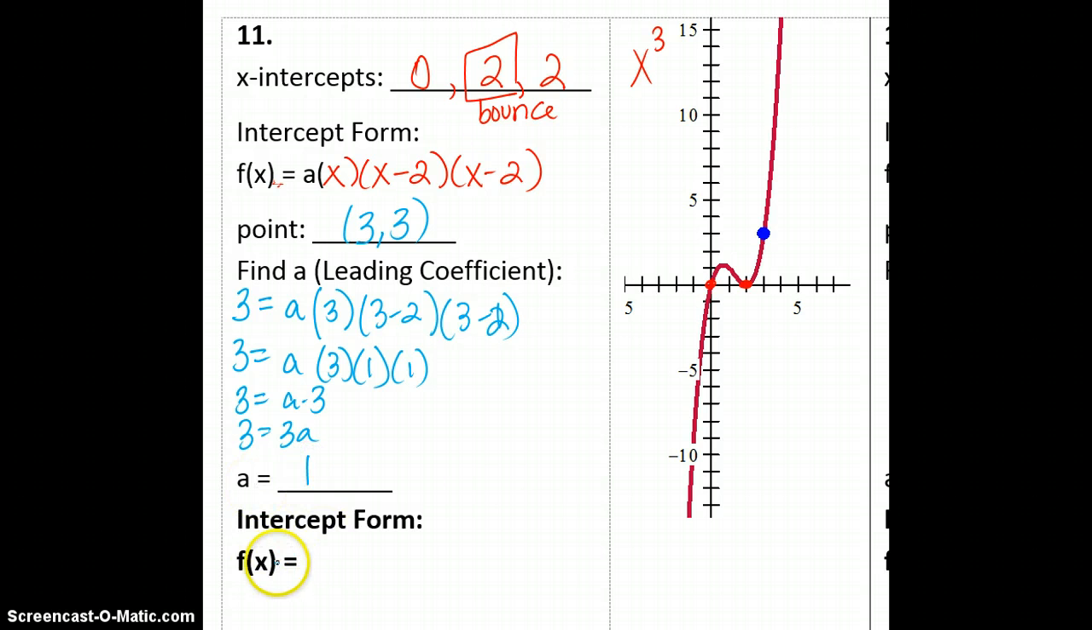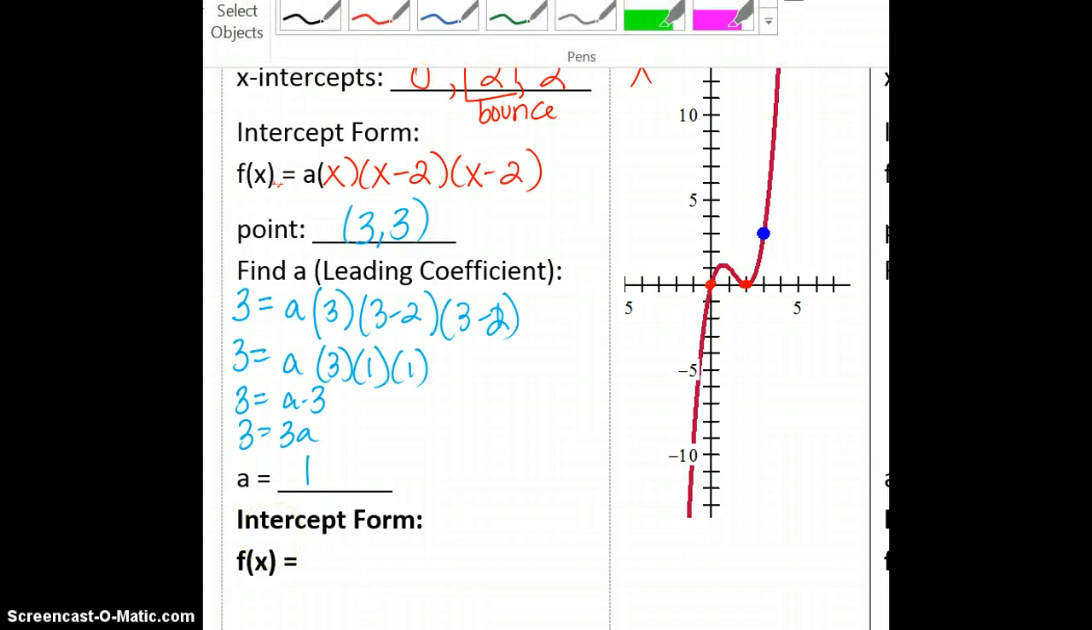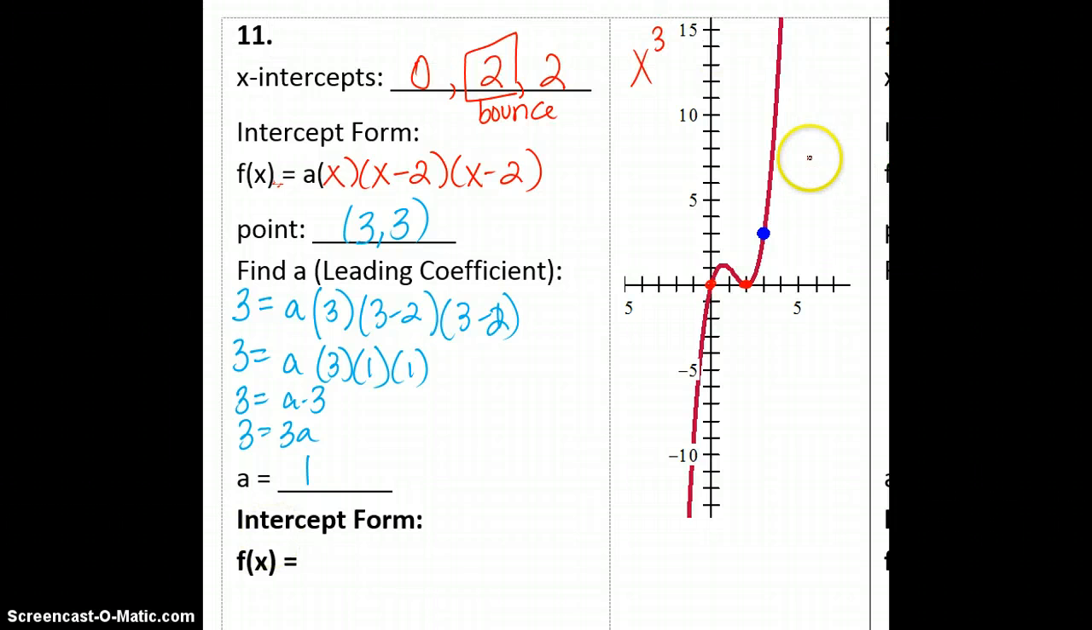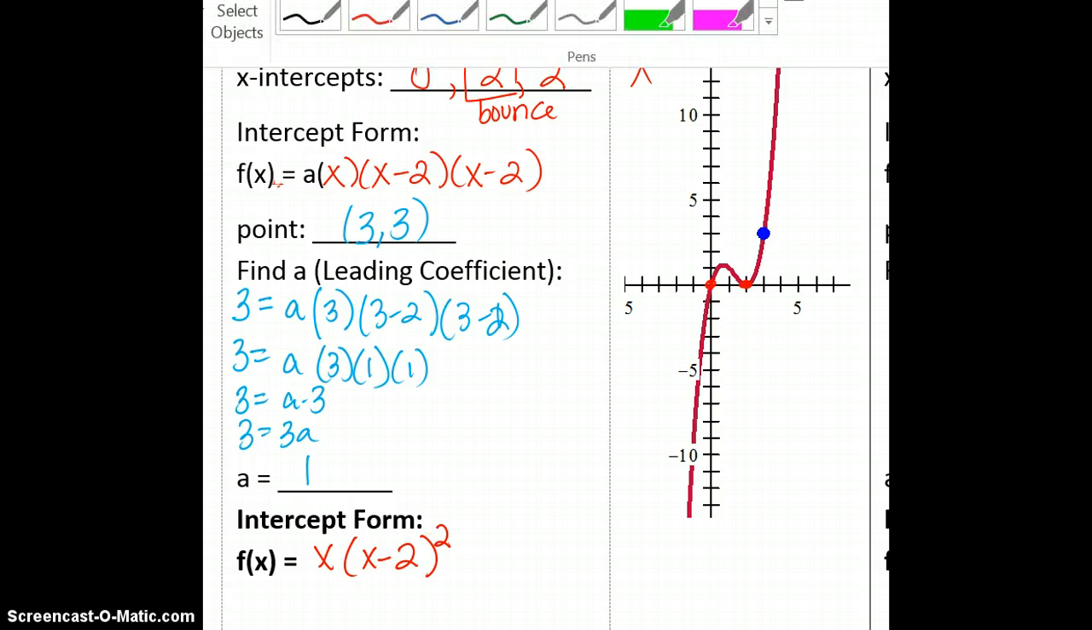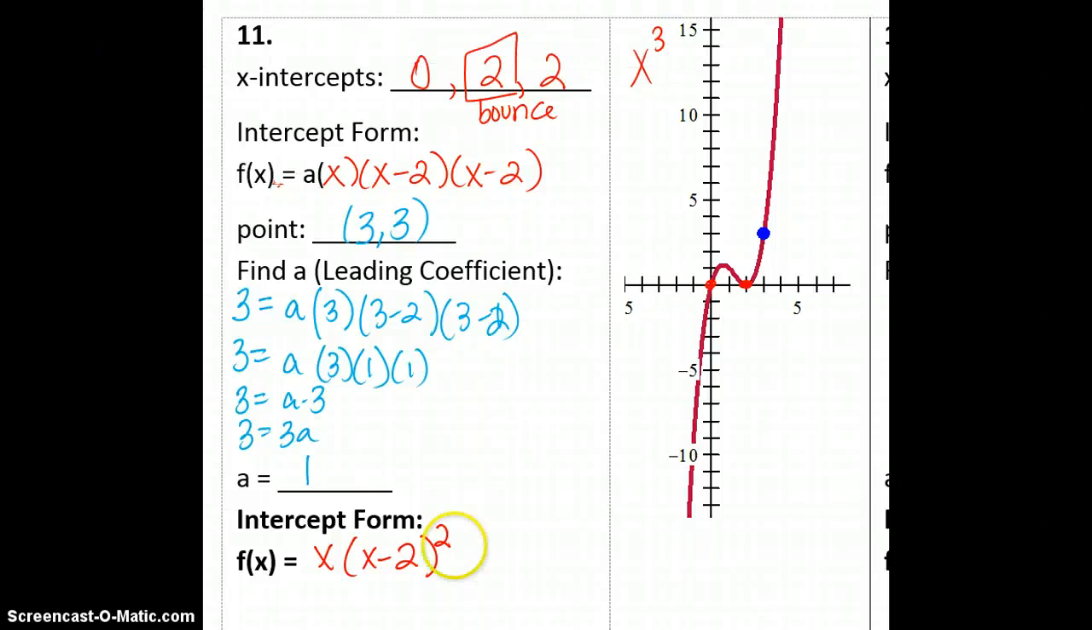So our intercept form is going to be f of x, or y, equals a, which is 1, and we don't need to write 1 times something. So we have x, or 1x, times (x minus 2) times (x minus 2), or we can write it as x times (x minus 2) squared. So that is, in factored form and intercept form, the solution to this picture right here.